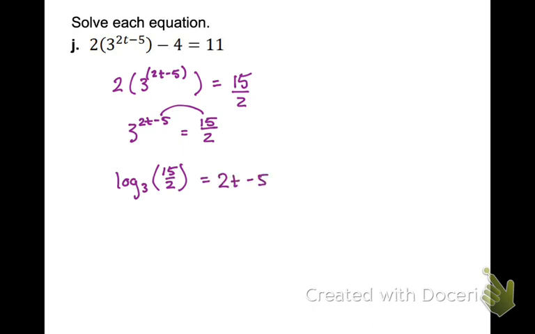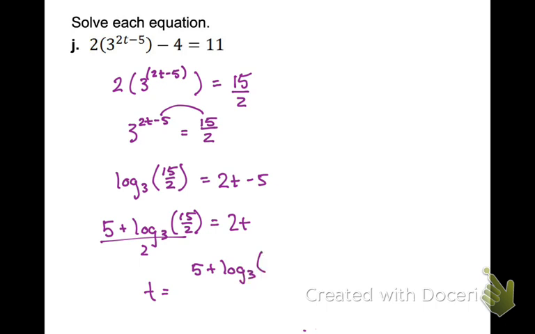So what are we solving for? T. Okay, we're not there yet. So what do I have to do next? Add 5. So I'm going to put it in the front just because I can. So log base 3 of 15 halves equals 2t. And divide by 2. So t is going to equal 5 plus log base 3 of 15 halves, all divided by 2. That was disgusting. So that's our answer? That's your answer.